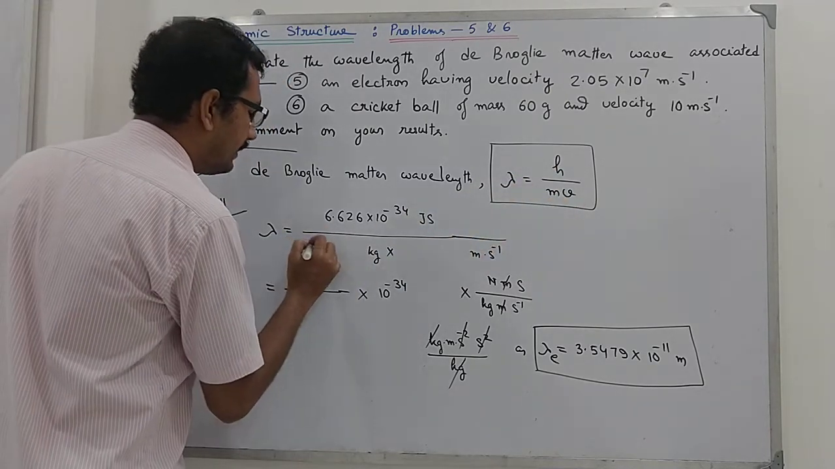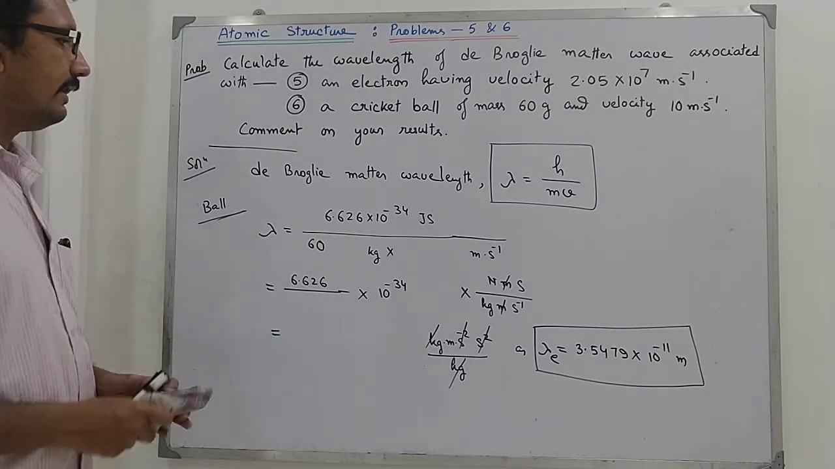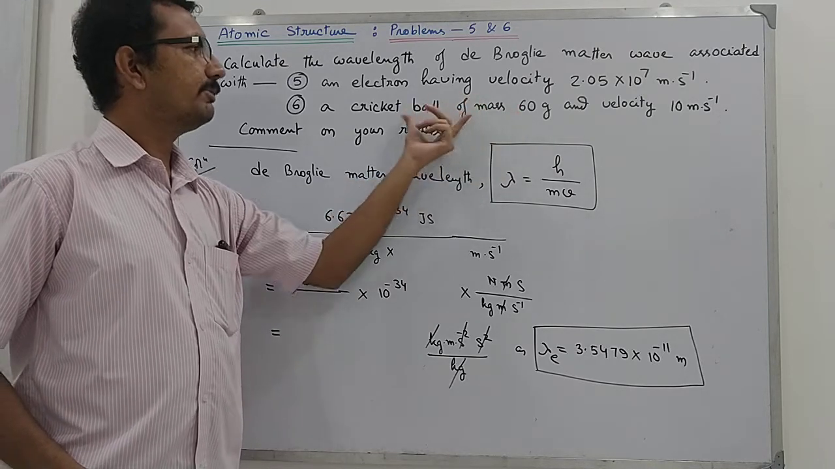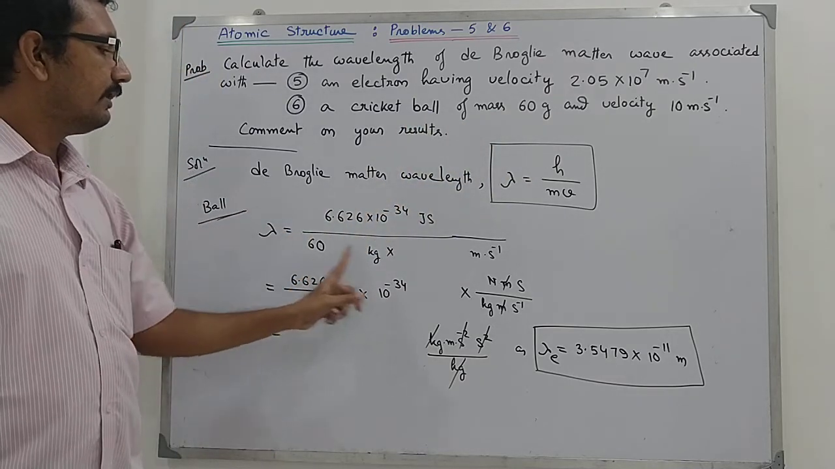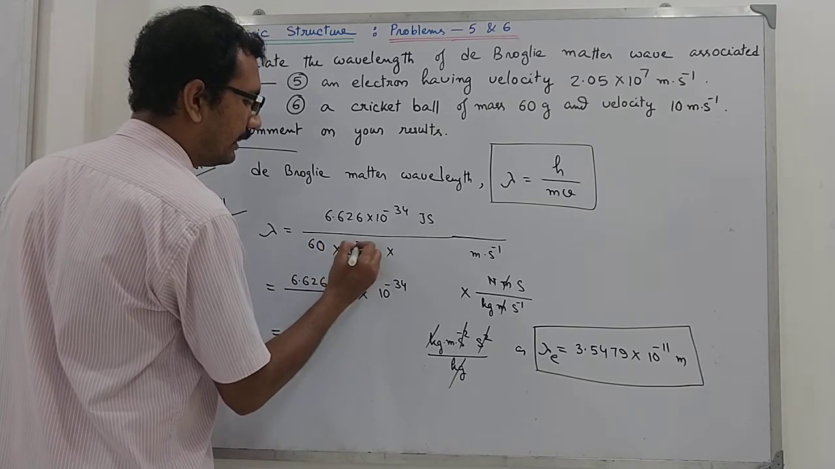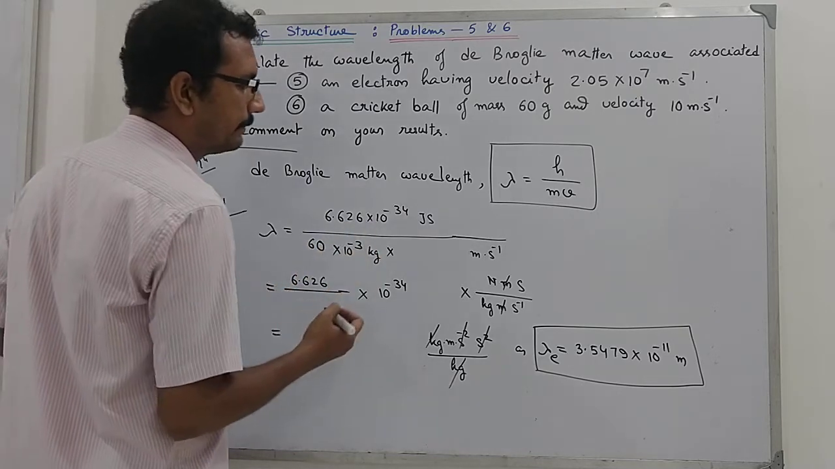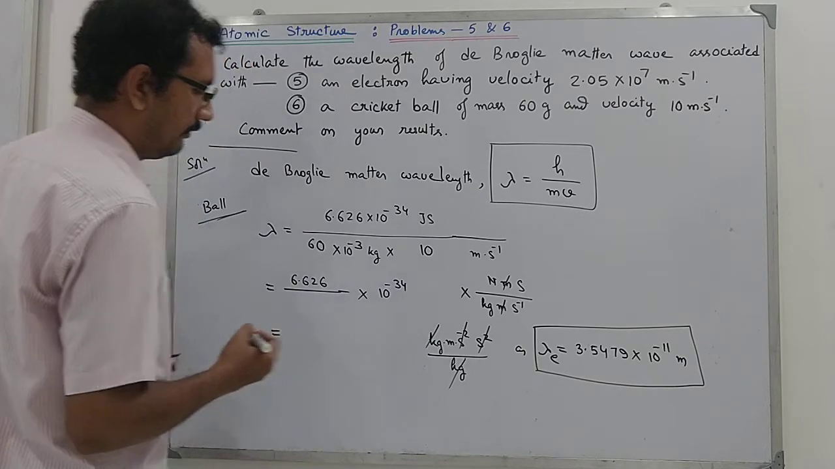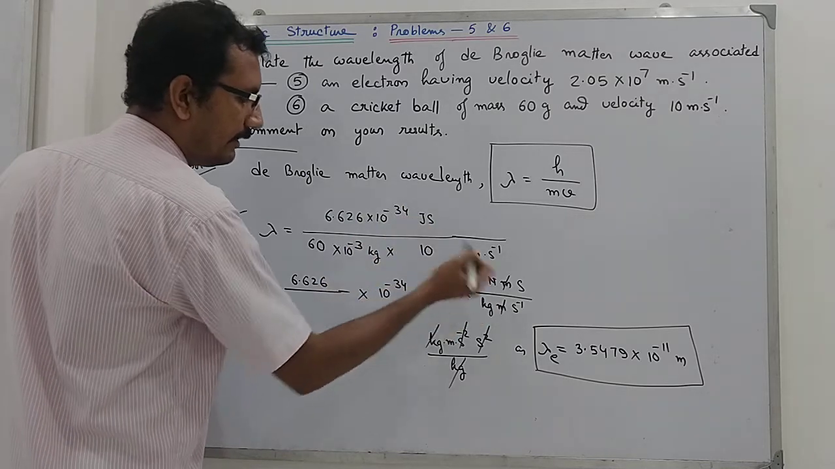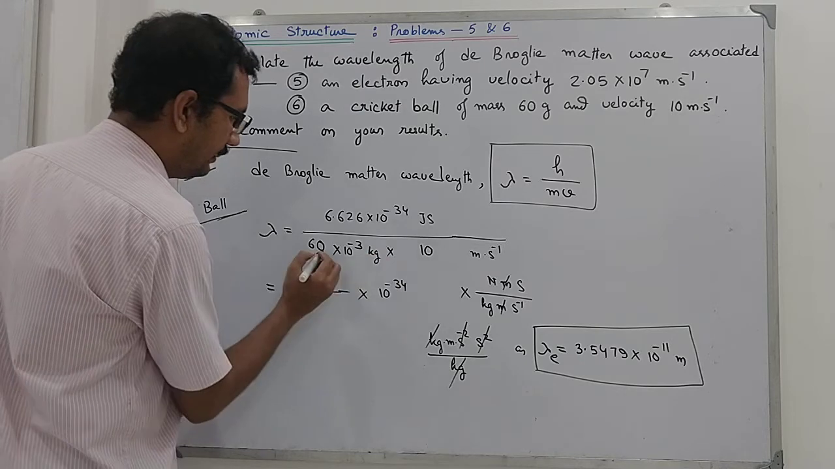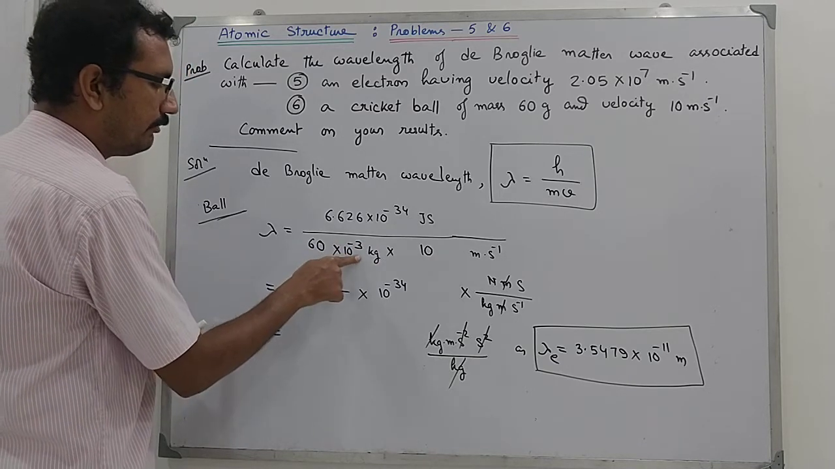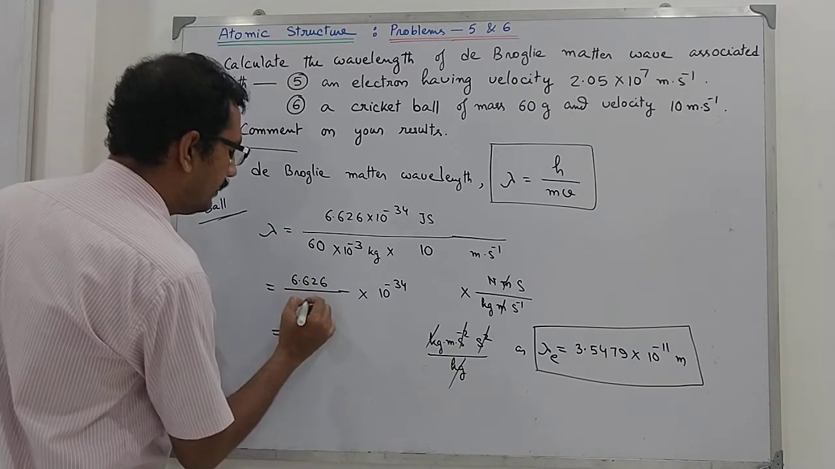Now the mass of the ball is 60 gram. See one thing, this is in SI unit, and in the problem given we have the mass of the ball to be 60 gram. So don't forget to convert it into kilogram, otherwise the result will be erroneous. To convert gram into kilogram it will be 10 to the power minus 3. 1 gram equals 10 to the minus 3 kilogram. And the velocity is given as 10 meter per second. So we have 6.626 into 10 to the power minus 34 joule second. It will remain as it is. Now here, 60 into 10 is 600, and 600 into 10 to the power minus 3 is 0.6.